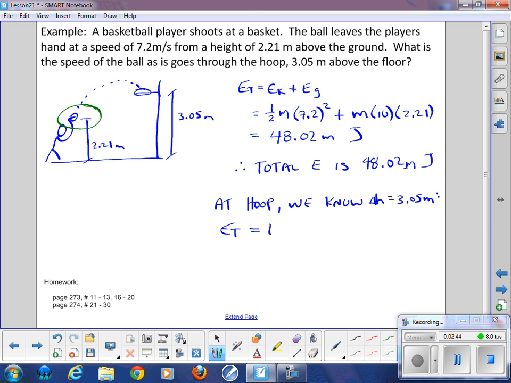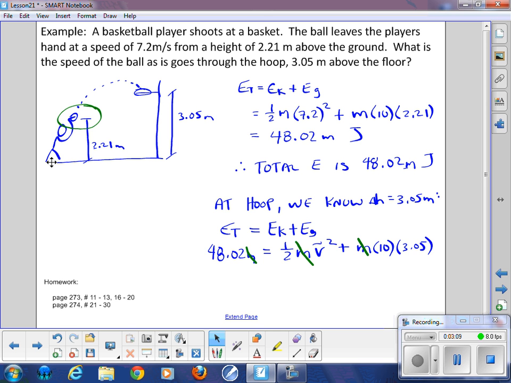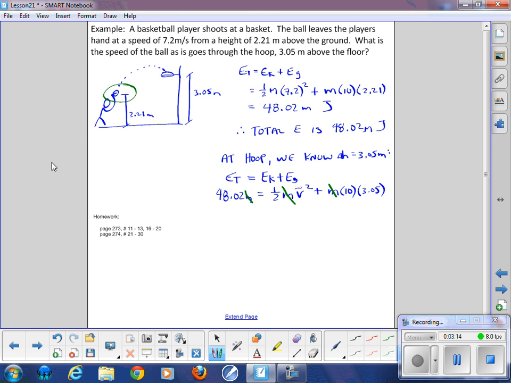Same formula, ET equals EK plus EG. Total energy in the system, 48.02 m, equals EK is 1/2 mv squared, and we're looking for v, plus gravity's m times 10 times the new height, 3.05. Everything has an m in it, so we could divide every term by m, and the masses cancel out, which they will do a lot of times in these questions. So finishing it off, I will have 48.02 equals 1/2 v squared plus 30.5.